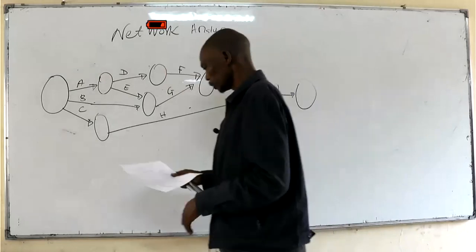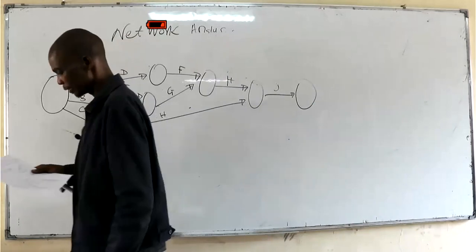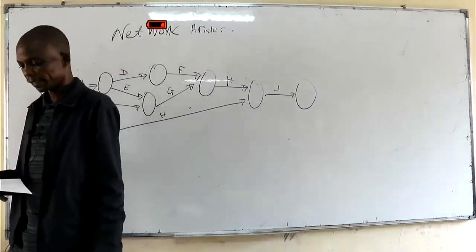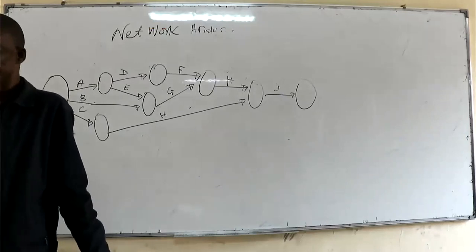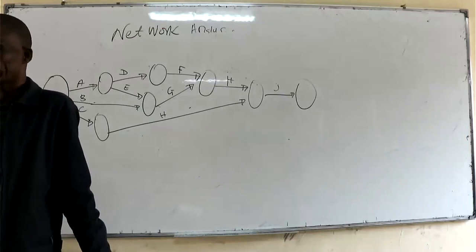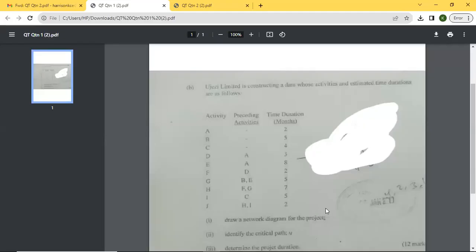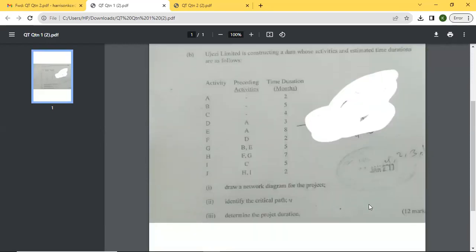Now, having drawn this network, that is not the end of the question, because the question says draw a network diagram for the project. That is the first item. Then identify the critical path and then determine the project duration. Each activity, as you have seen, A is to take 2 months, B is to take 5 months, and so you've been given the duration for the activities going up to the last one, which is J. You are supposed to use this information to determine when you are likely to complete this project, so that you are done with the construction of the dam.